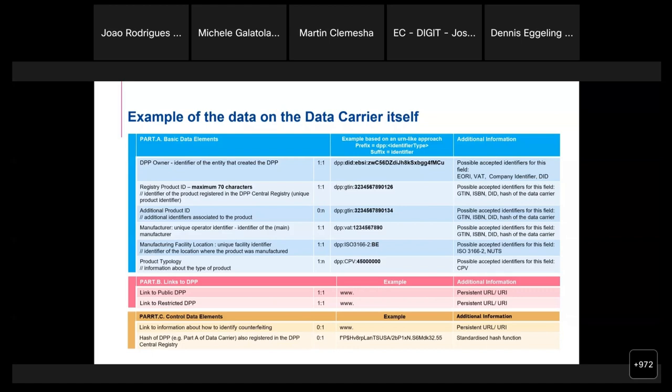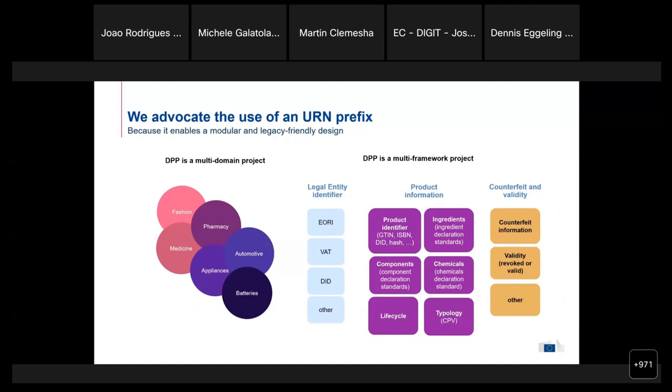Next slide, please. So we have taken into consideration that the use of these prefixes following a URN approach will enable a modular and also legacy-friendly design, because we are working with different domains that have their own business rules, requirements, and concrete demands for the DPP.